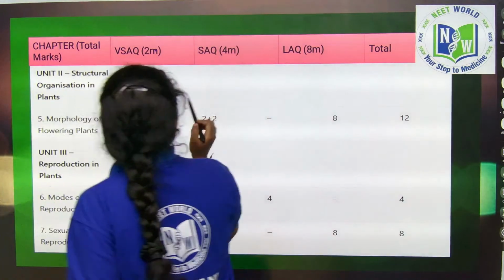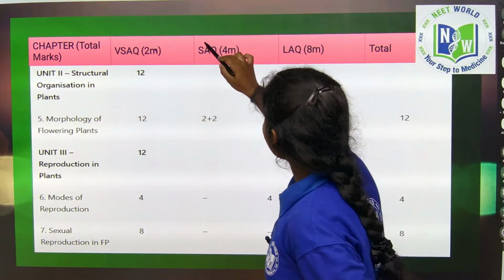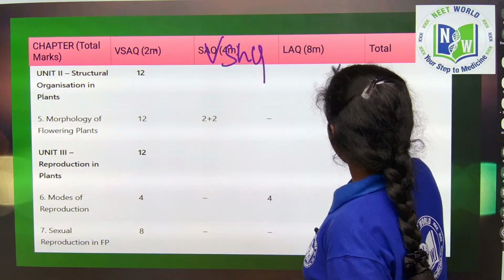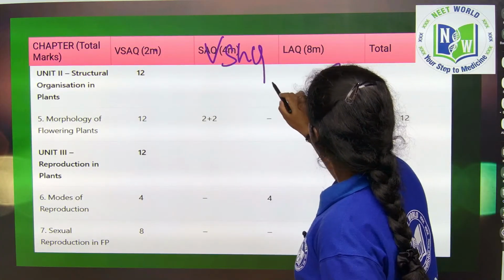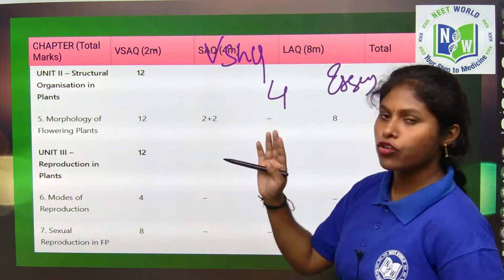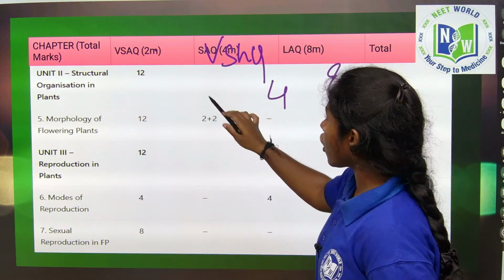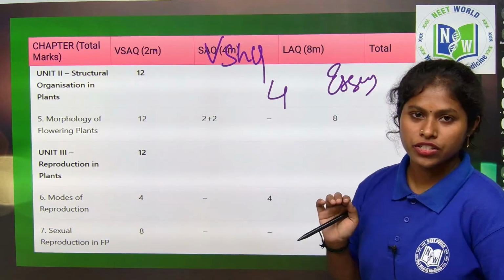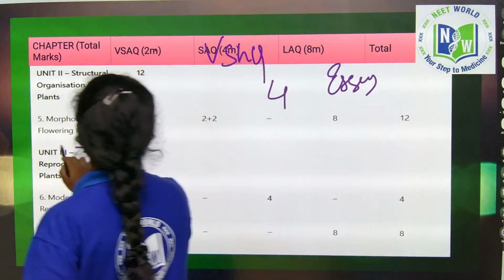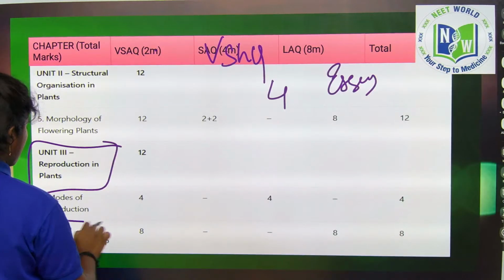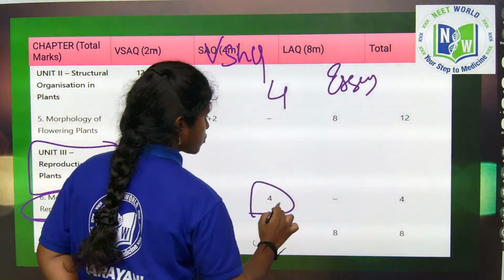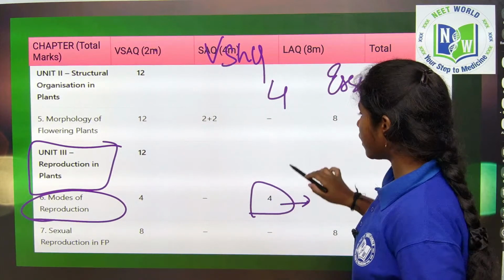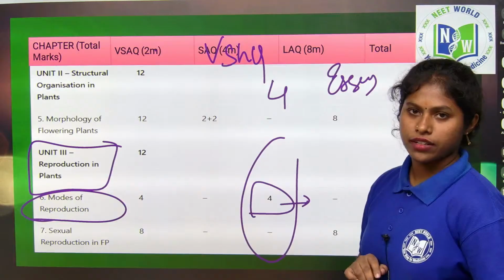So this is the very short answers, and here are the essays, and here are the 4 marks questions. You are not getting any 4 marks question from unit 2, structural organization in plants. You will get the 4 marks in the unit 3 chapter, from the modes of reproduction. You will get the 4 marks for sure from the modes of reproduction.